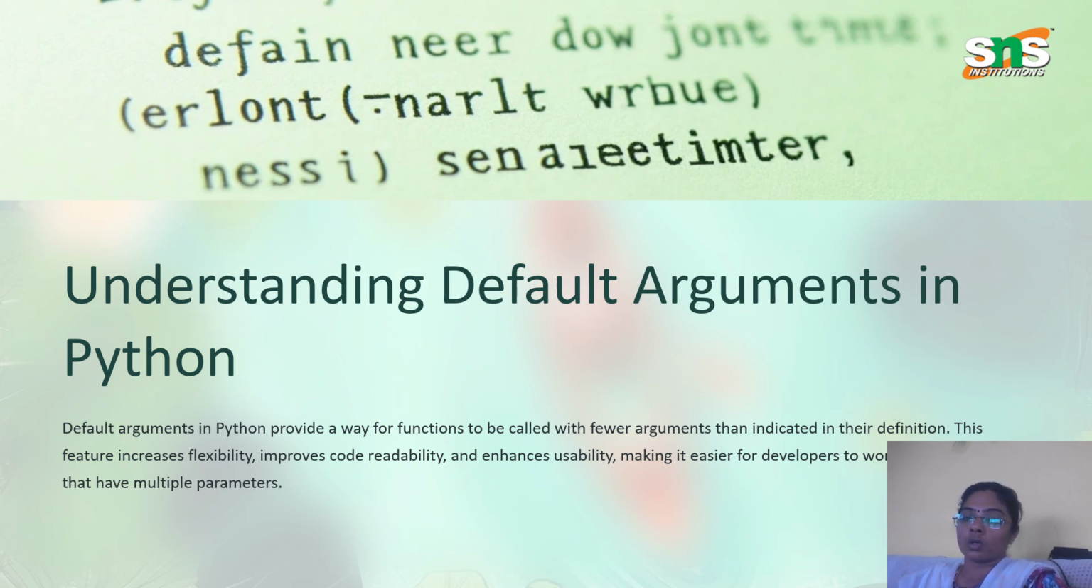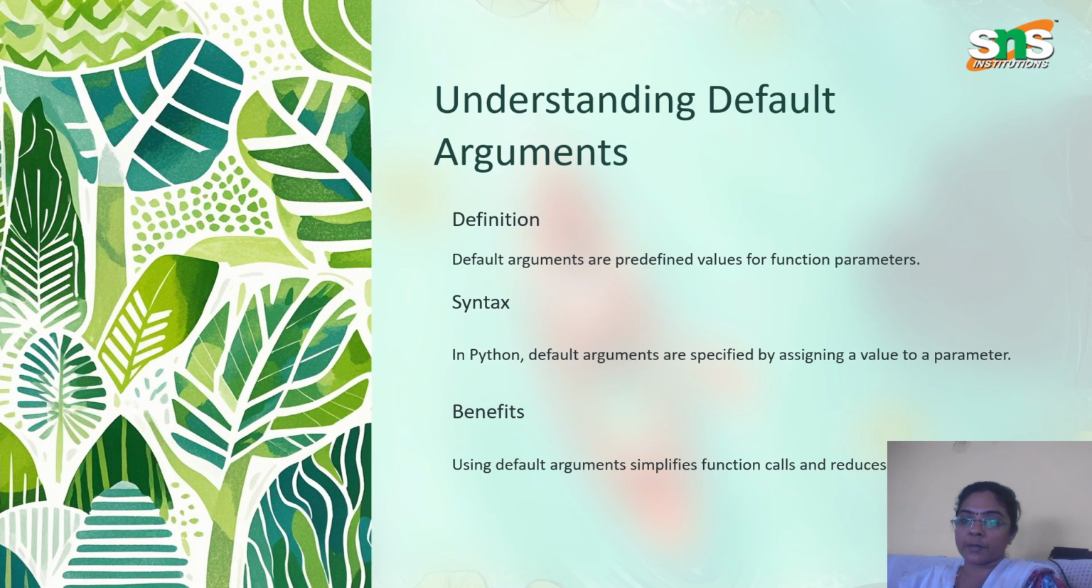So the function definition has the arguments that can increase the flexibility of the code, the readability of the code, and it enhances the usability, where we are able to work with multiple parameters. So how can we define the default arguments?